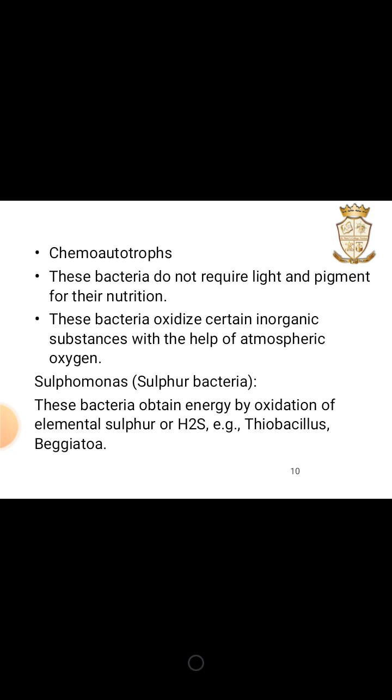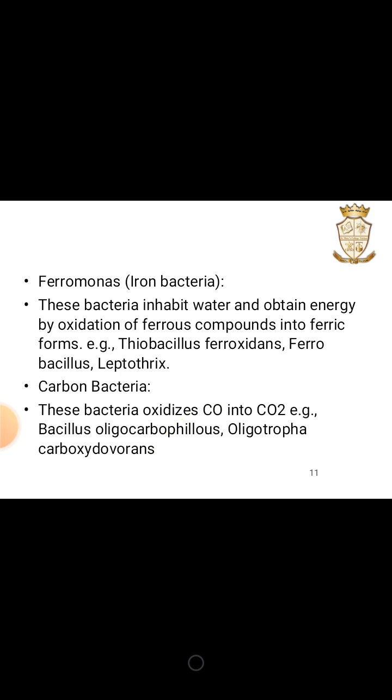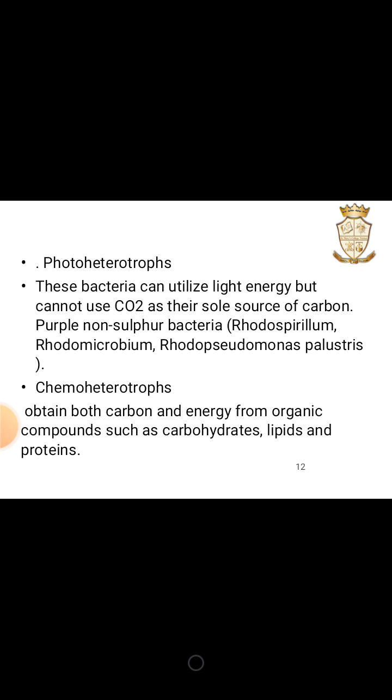Chemoautotrophic bacteria do not require light and pigment for their nutrition. These bacteria oxidize certain inorganic substances with the help of atmospheric oxygen. Examples are sulfur bacteria, iron bacteria, and then carbon bacteria.